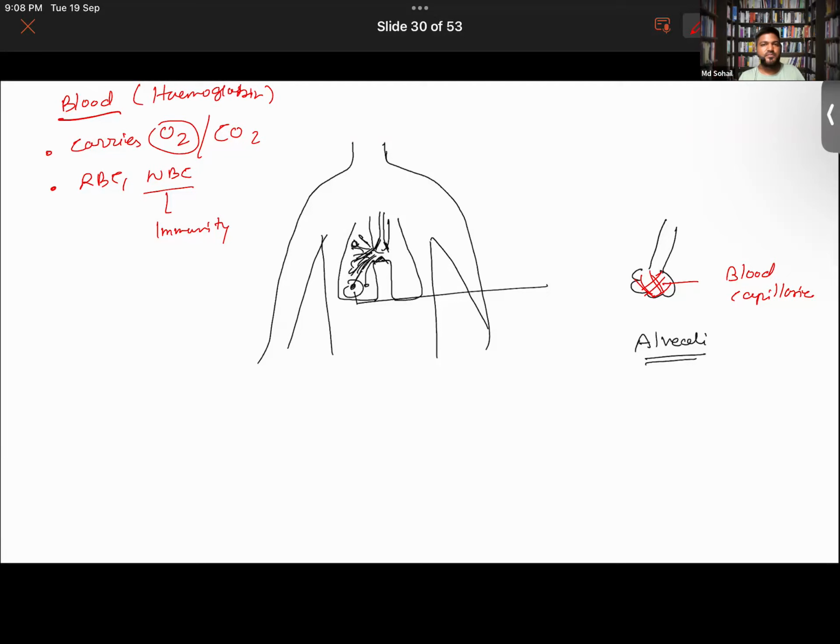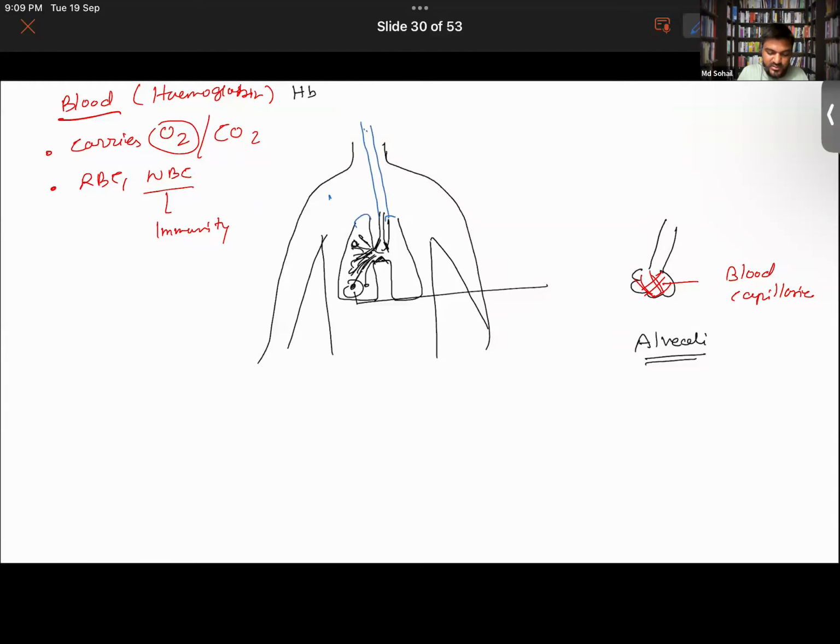What is the basic difference between hemoglobin and blood? No, there's no difference. Hemoglobin is a component of the blood. Hemoglobin is found inside the blood. In short, it is written as capital H small b. Getting it now?